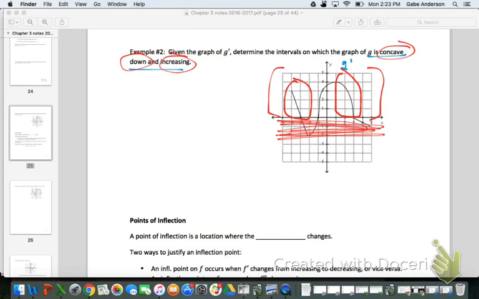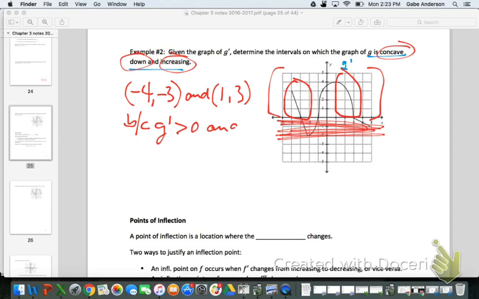So for a final answer, we'd say something like this. Our intervals are -4 to -3 and 1 to 3. So those are the intervals we want. And we could say something like this. It really goes with what we were looking for. We'd say because G prime is positive and decreasing on those intervals.